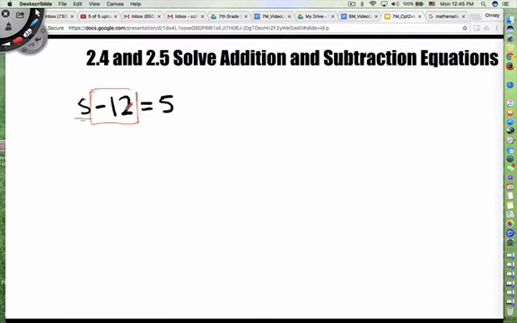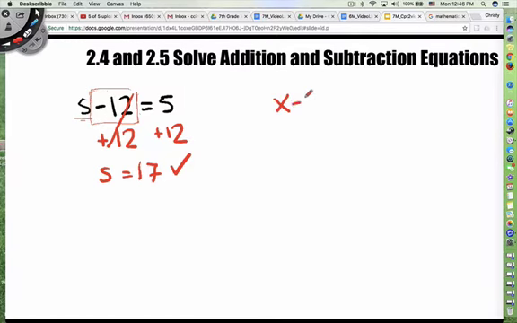The opposite of negative 12 is a positive 12. So we're going to add 12 to this side, add 12 to this side. This cancels out. We get s by itself, and then 5 plus 12 is 17. Now we check: 17 minus 12 is equal to 5. So it checks out. Let's try this one.